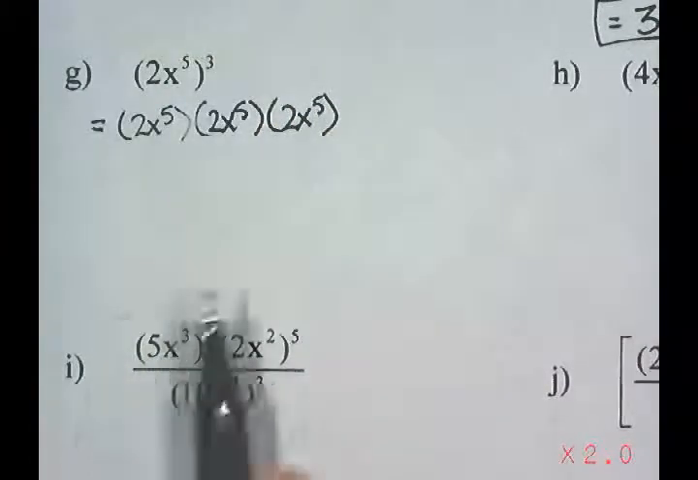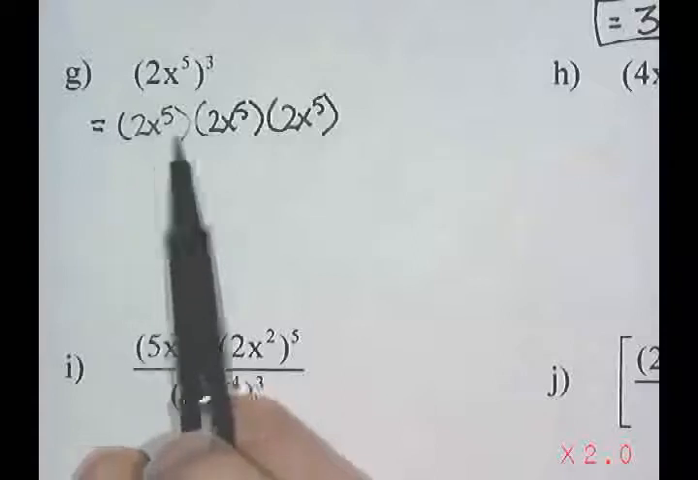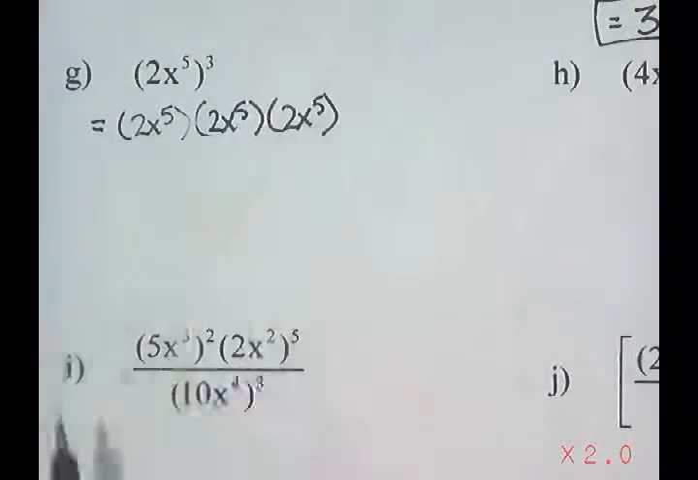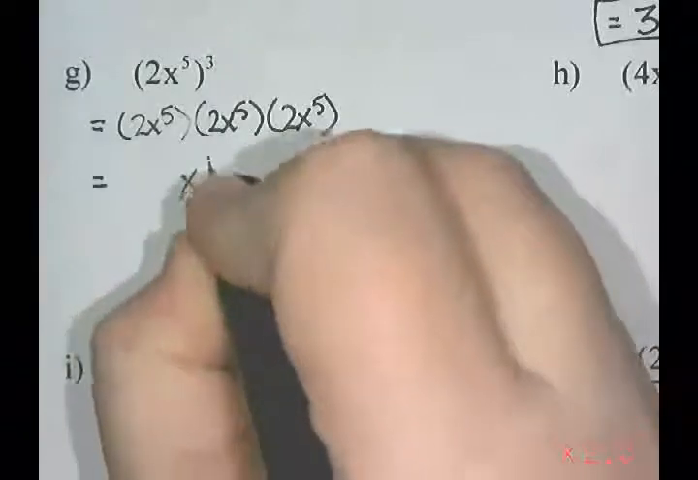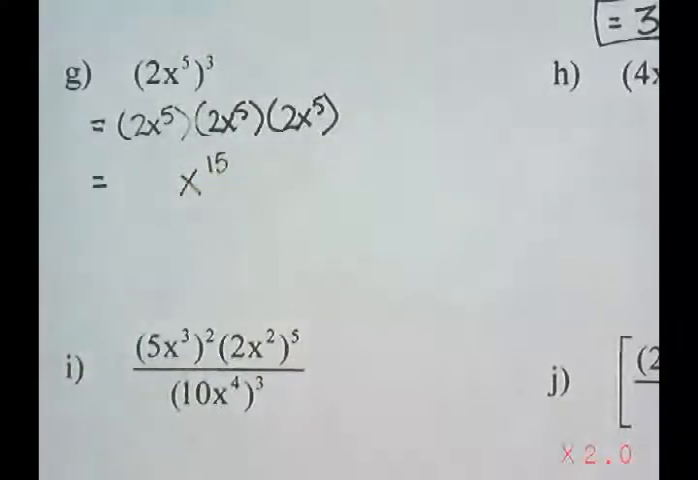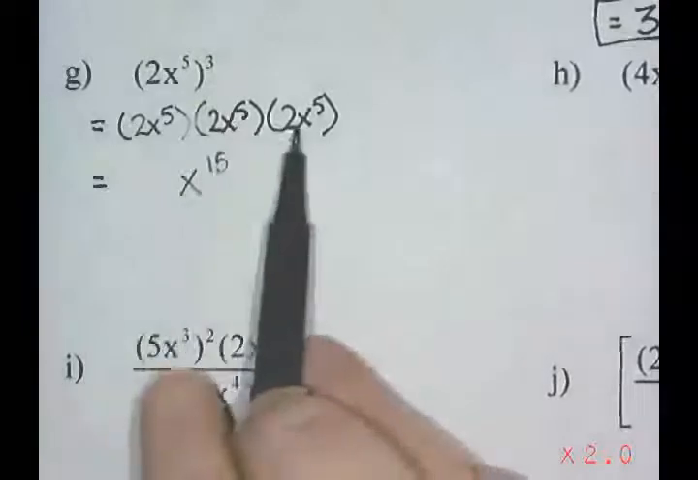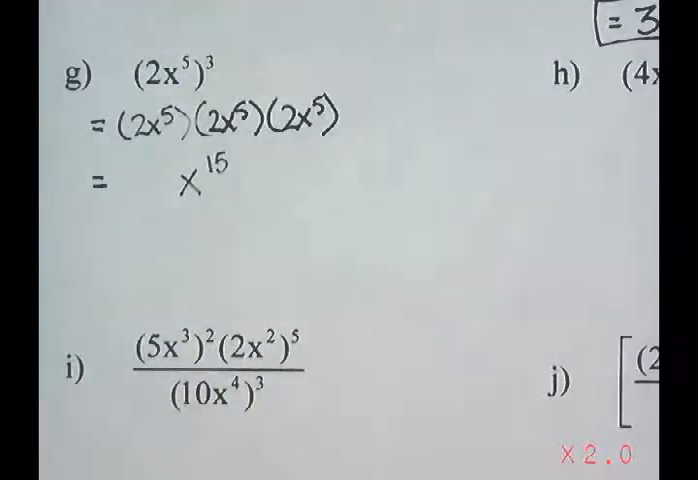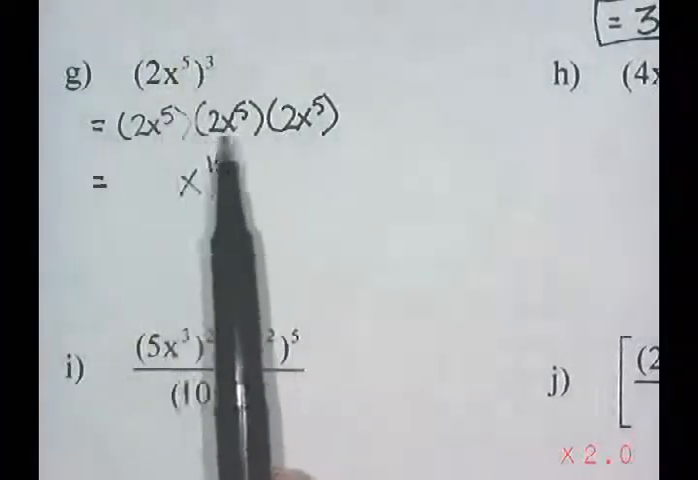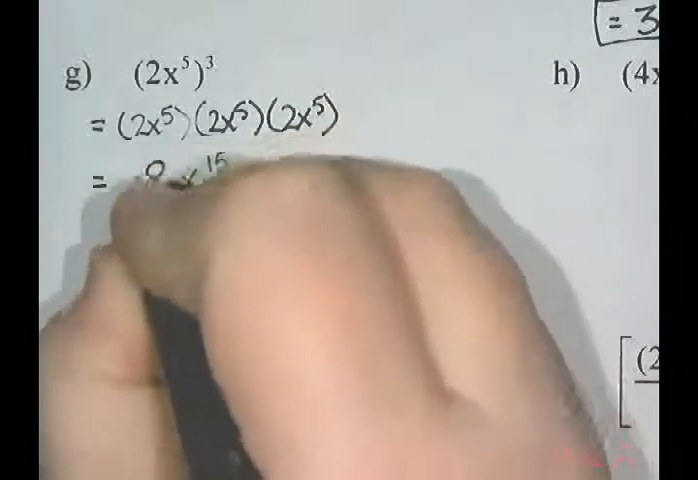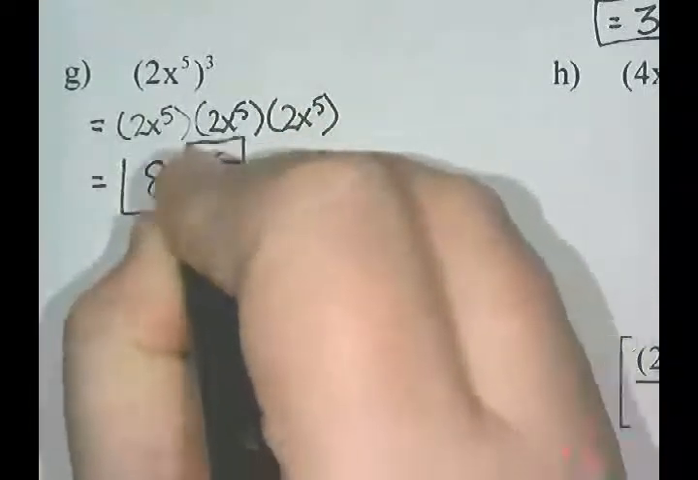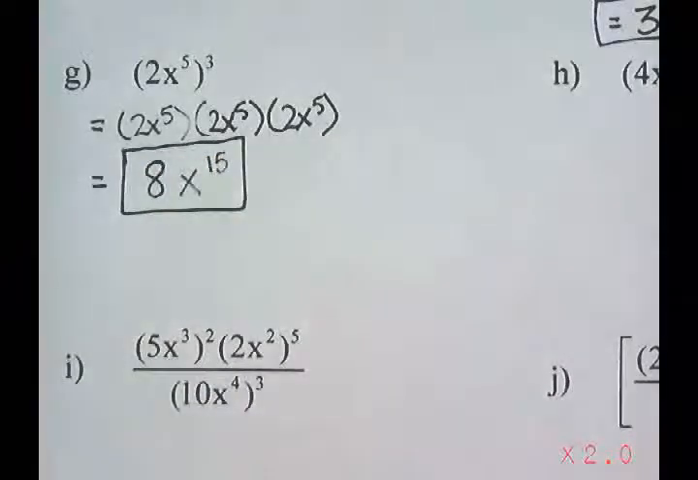And if I multiply, if I do the x's first, x to the 5 times x to the 5 times x to the 5, the rule for that is adding. So 5 plus 5 plus 5 is 15. And then 2, 2, and 2 are the same, so I could use exponent laws on those, but they really are just coefficients, and I can multiply them together. So 2 times 2 is 4, times 2 is 8. So this should come out to equal 8x to the power of 15.